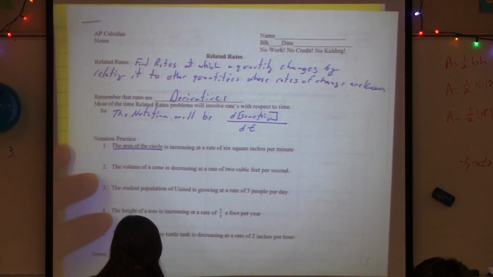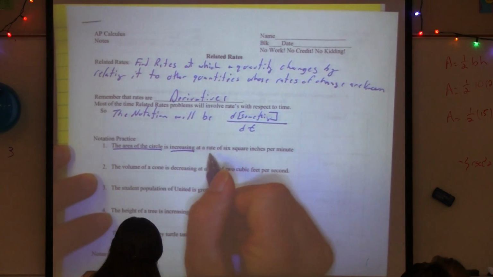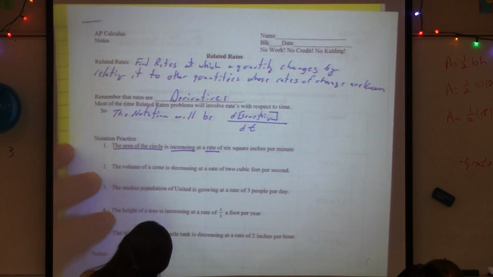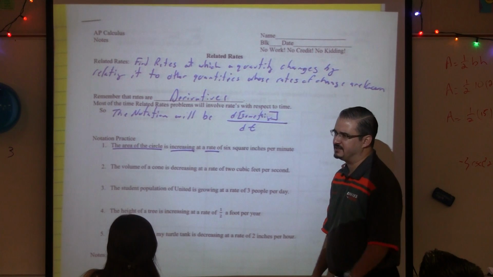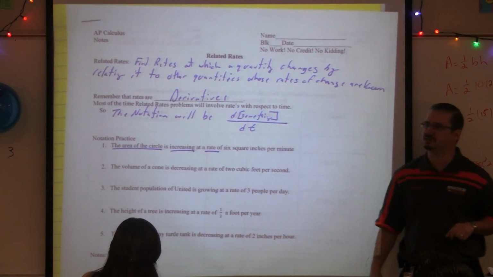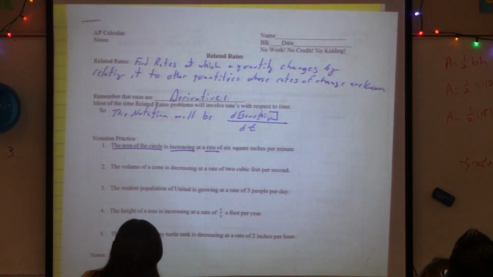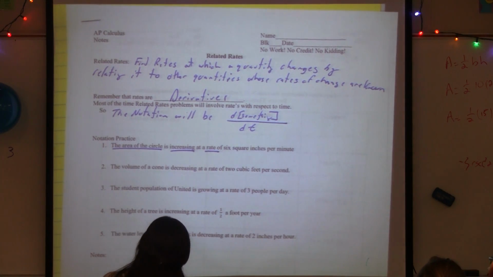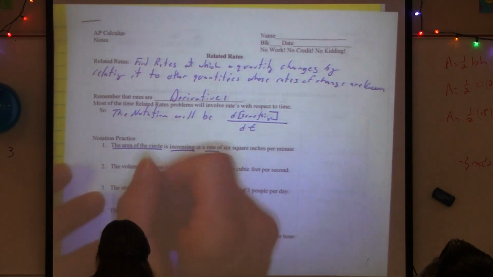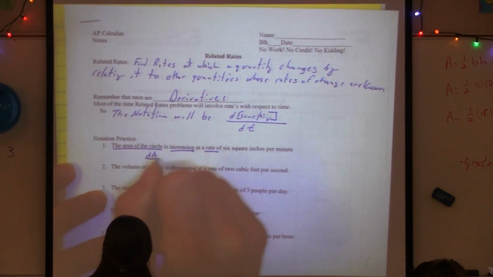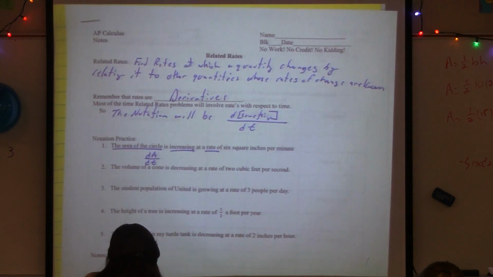And looking at this one, what are they talking about? The area of a circle is increasing at a rate. So what is that? 6 square inches per minute represent? The area or the rate of change of the area? The rate of change. Rate of change of the area. So I know that that has to be a derivative. Okay, so what would be the derivative that would represent the rate of change of the area? dA over dt. D capital A dt, right? That's the letter we would use in geometry.